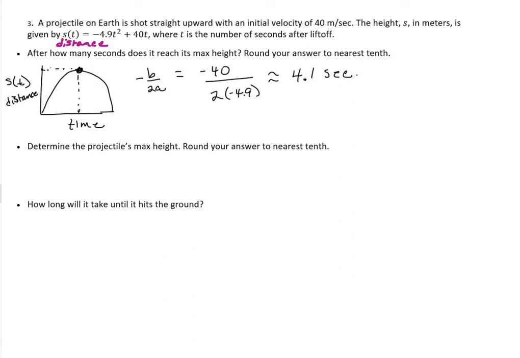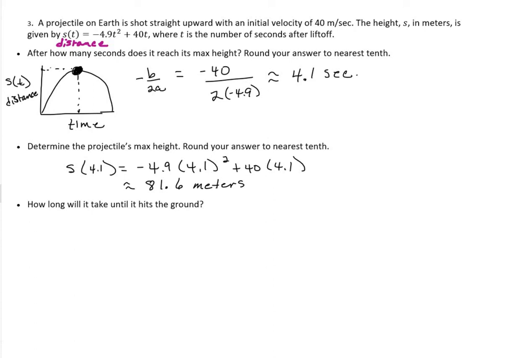Next question is to determine the projectile's maximum height and round your answer to the nearest tenth. Well, to find this height of this parabola, it's the y-coordinate of the vertex. So I put 4.1 into my function, finding s of 4.1 is negative 4.9 times 4.1 squared plus 40 times 4.1. And that's going to be approximately 81.6 meters.